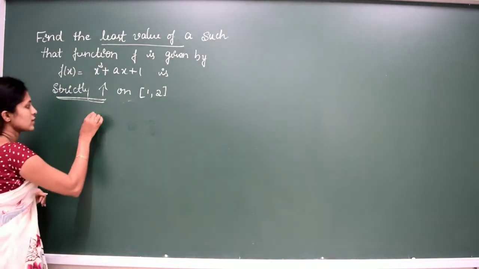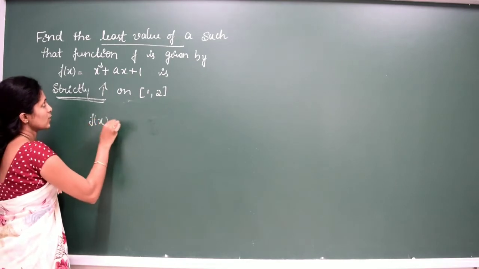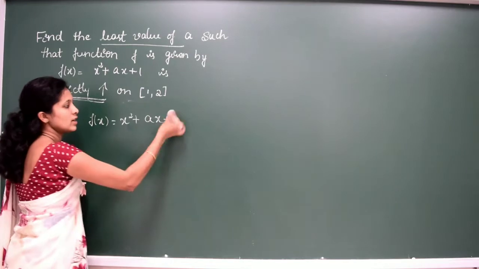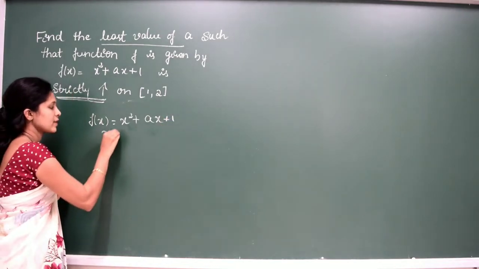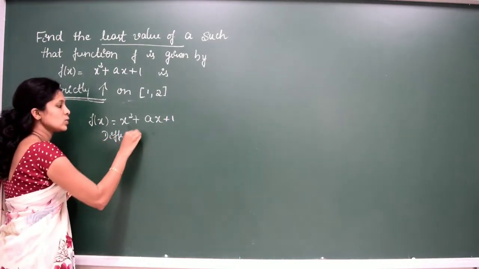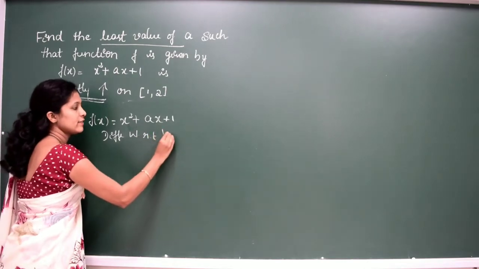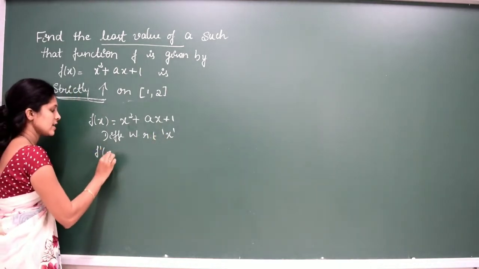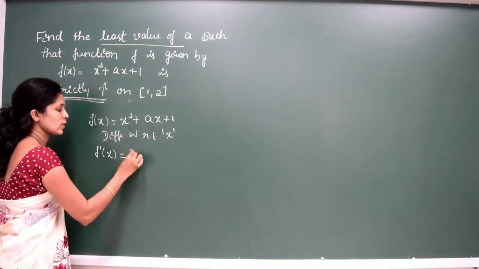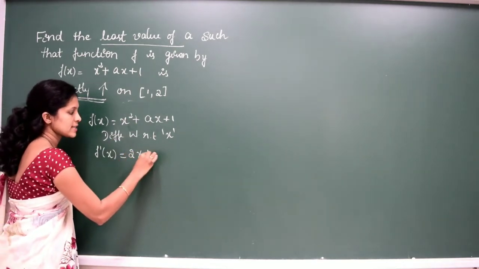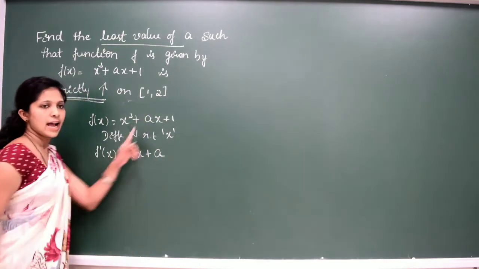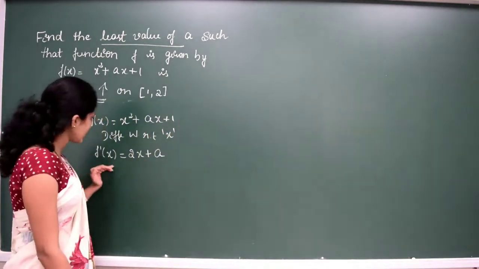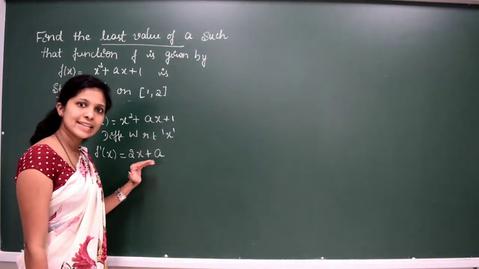First we will consider the function f of x is equal to x square plus ax plus 1. Okay? Differentiate with respect to x. Derivative of f of x with respect to x will be f dash of x is equal to derivative of x square will be 2x plus a is constant as it is, and derivative of x will be 1 and derivative of 1 will be 0. So we got f dash of x is 2x plus a.